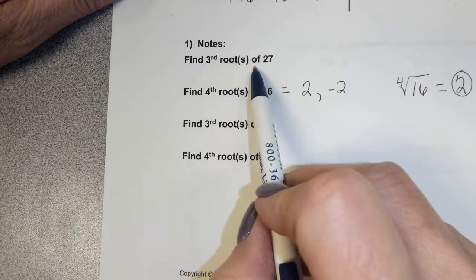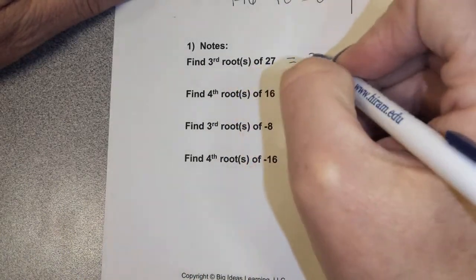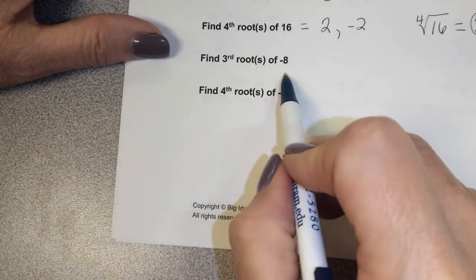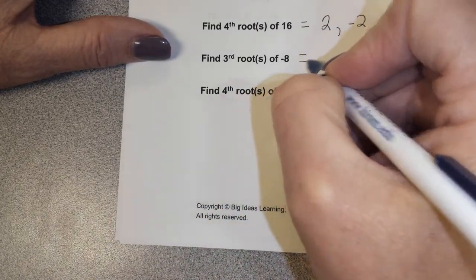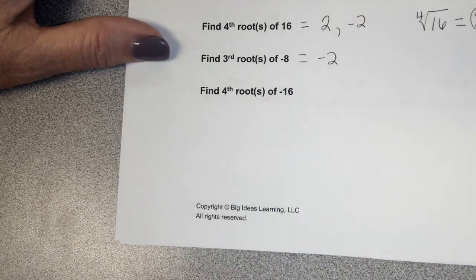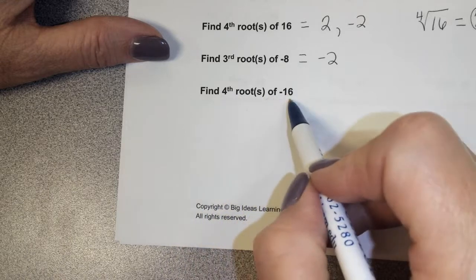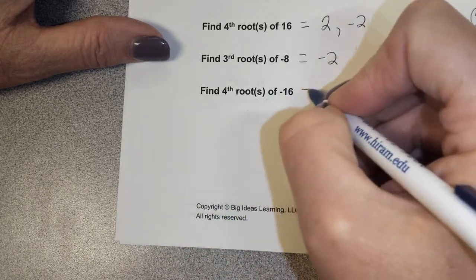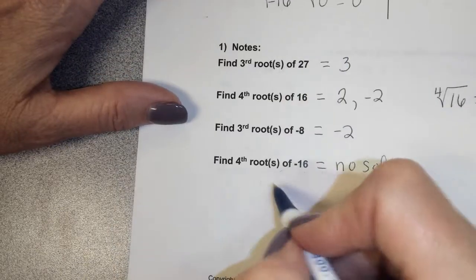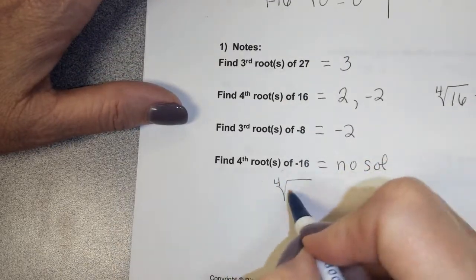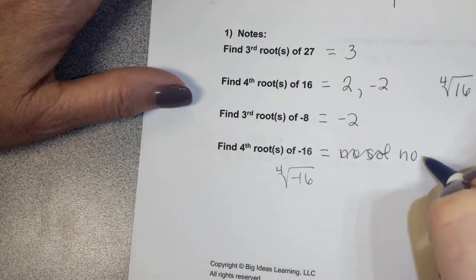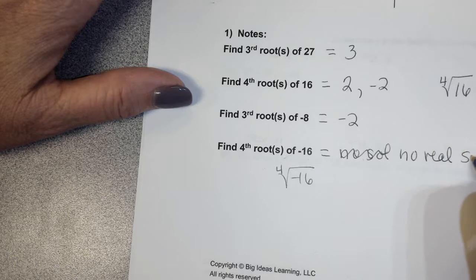If we're taking the 3rd root of 27, that's just going to be 3, because 3 to the 3rd is 27. If I'm taking the 3rd root of negative 8, that's only going to have one solution. It's negative 2, because negative 2 to the 3rd is negative 8. If I'm doing the 4th root of negative 16, I can't do that. There's no solution to that, because we're trying to take the 4th root of a negative number. That has no real solution.